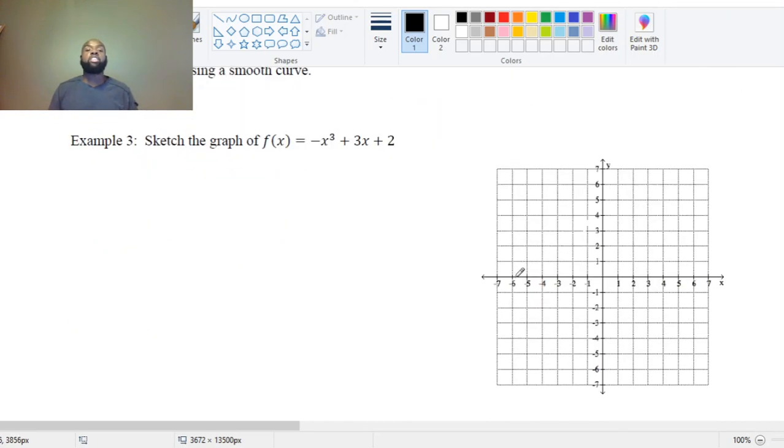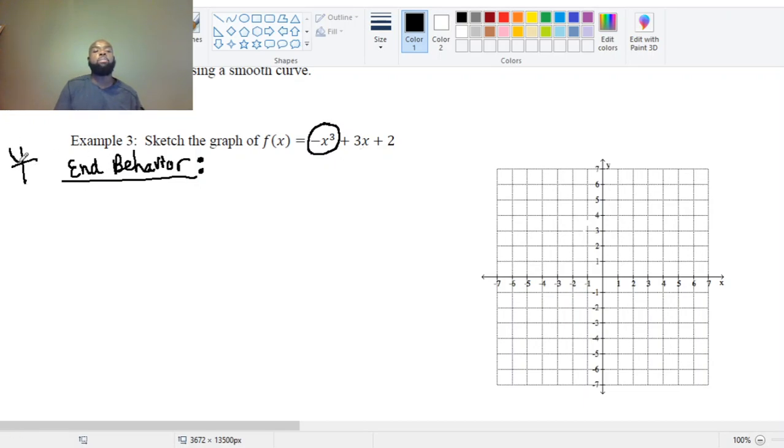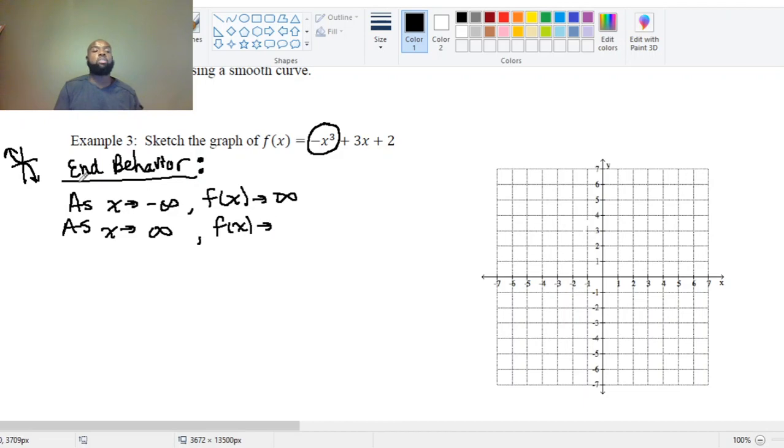All right. So we're going to sketch the graph of this function right here, negative x cubed plus 3x plus 2. First thing I'm going to do is study the end behavior. And we'll see how we can use that to help us graph, right? Well, when we look at the end behavior, we're going to look at the leading term, which is negative x cubed, right? So remember, negative x cubed, the graph is looking something like that. And so I can say as x approaches negative infinity, f of x approaches, well, our graph goes up to the left, so that's going to be a positive infinity. And as x approaches positive infinity, f of x approaches, well, our graph goes down to the right, so that's going to be a negative infinity, right?